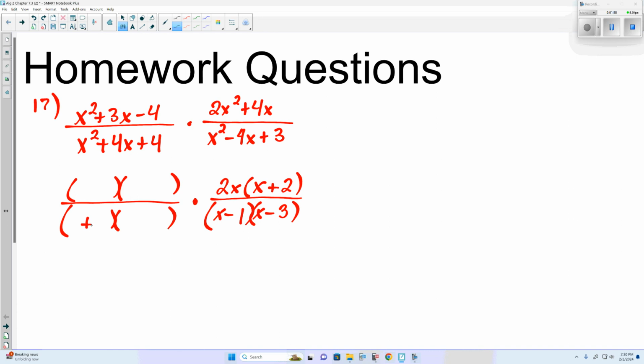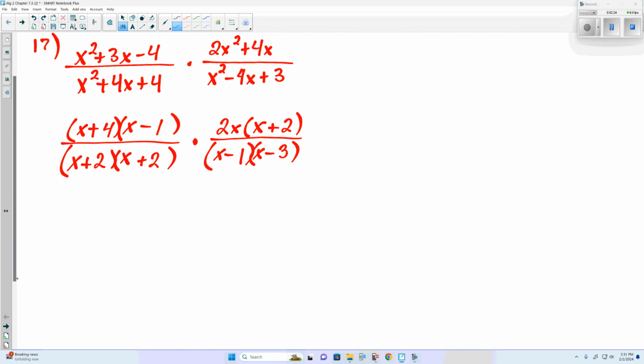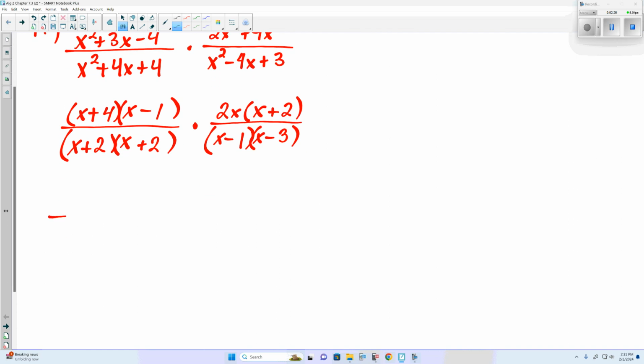Since the third term is positive, our signs are the same and match the sign of the middle term. Factors of x squared are x and x. 4 is 2 and 2. The numerator, third term is negative, so our signs are opposite. Factors of x squared are x and x. Factors of 4 end up being 4 and 1. And these here are all of our factors.